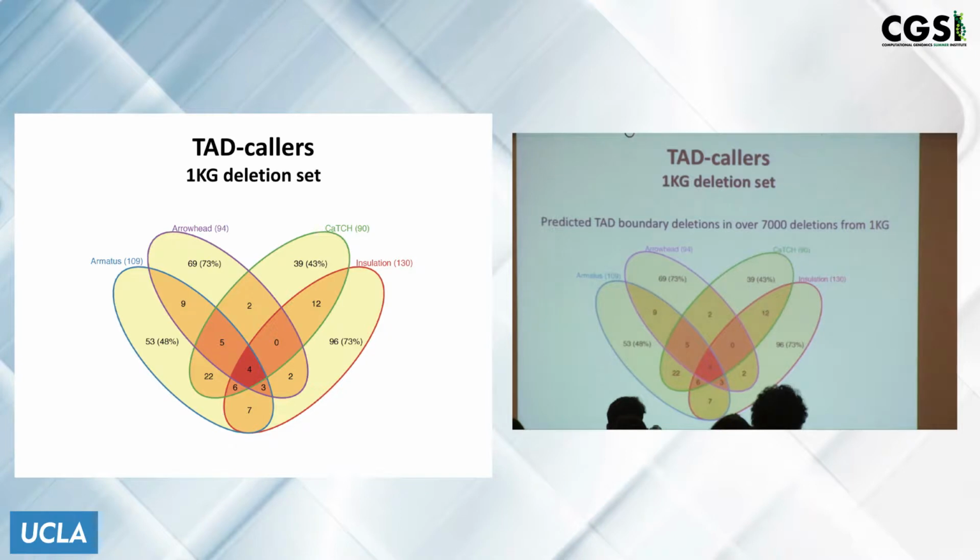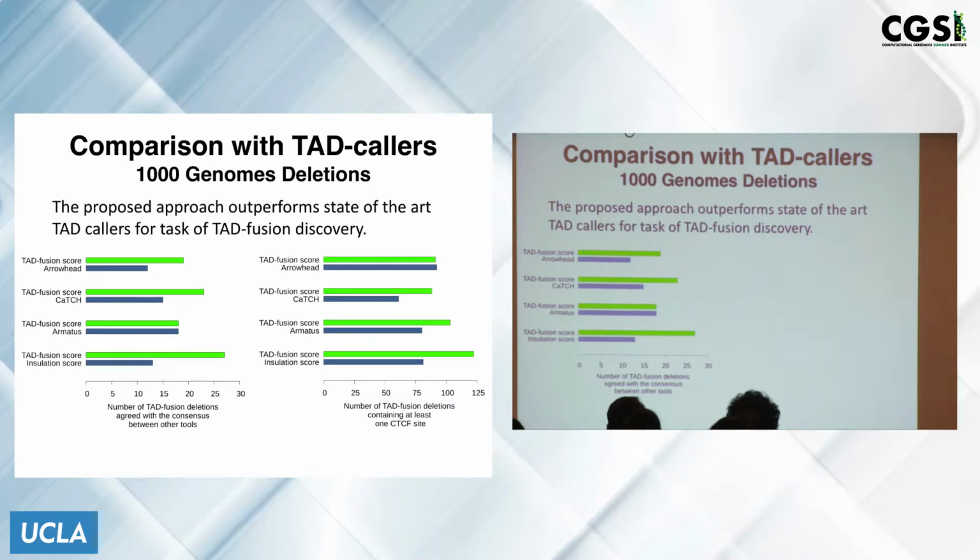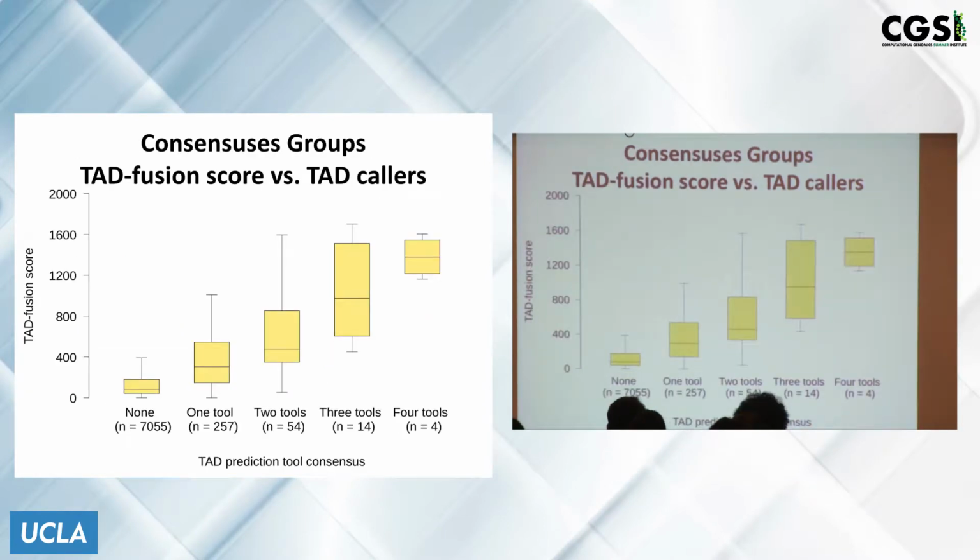So either all tools have a large false discovery rate, or they're missing a lot. And that has been shown in the past couple of years, that TAD callers tend not to agree with each other that much. So that's why we are using a method such as the one we developed for calculating a score for fusion. I will skip this. This is the result I would like to show.